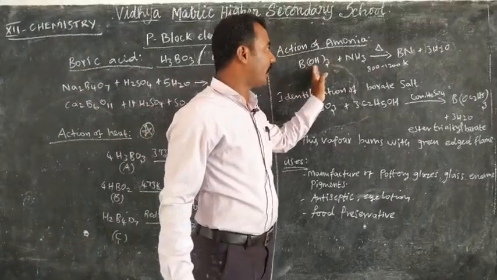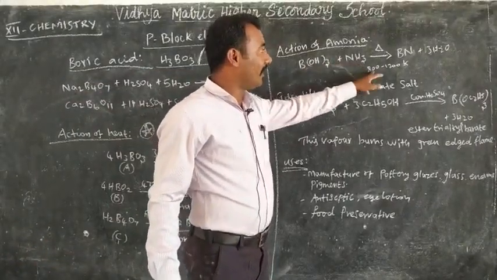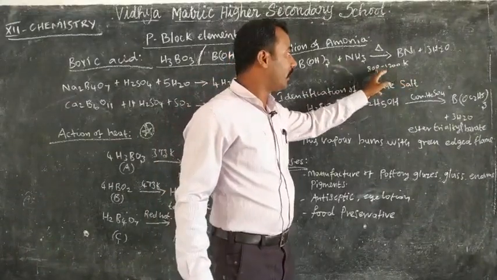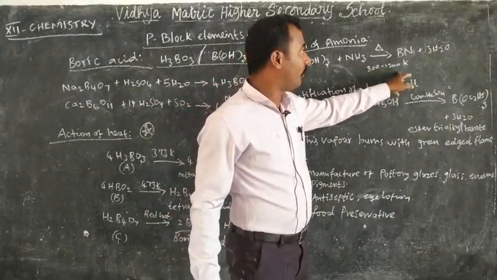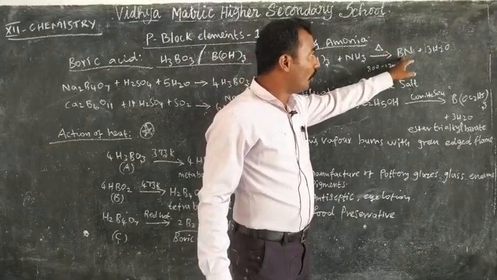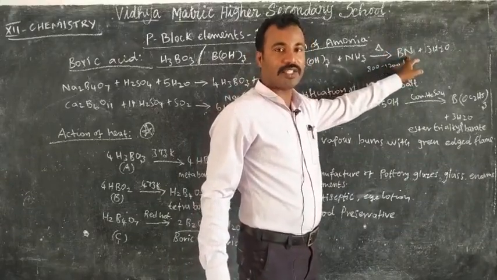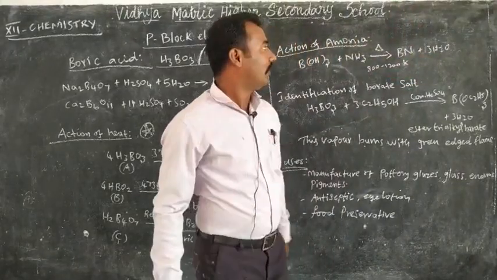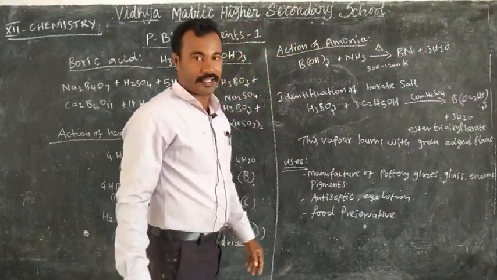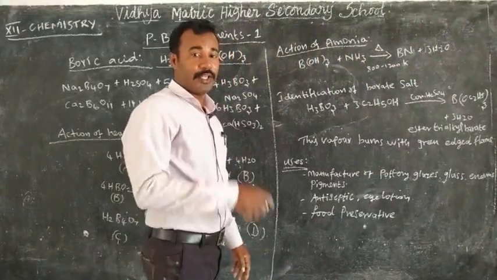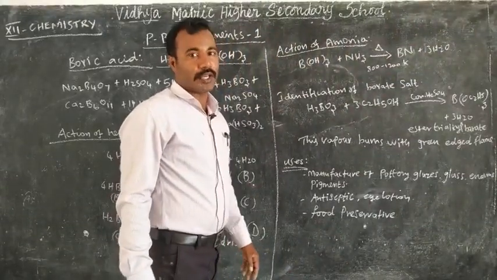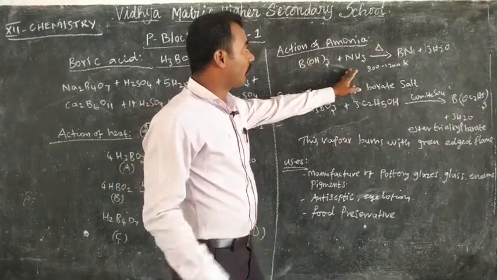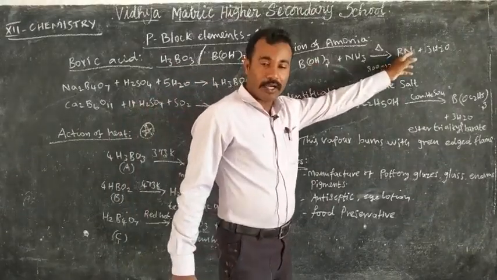BOH thrice, that is a boric acid, reacts with ammonia in the presence of 800 to 1200 Kelvin. When heated from 800 to 1200 Kelvin, boron nitride, BN, is formed along with water molecules. These reactions are called formation of nitrides. Earlier in borax we saw the reaction with ammonium chloride and ammonia; similarly here, when ammonia reacts, boron nitride forms.